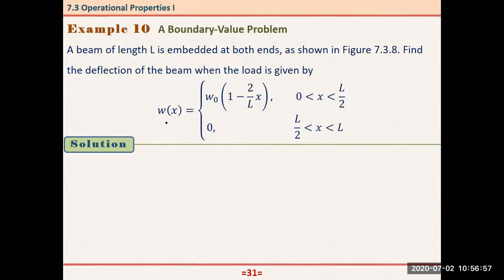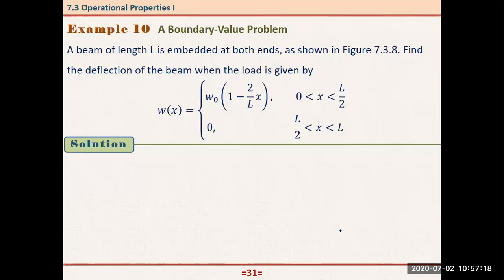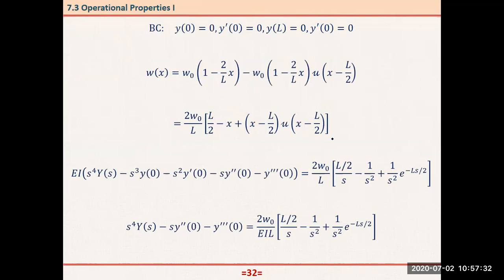Also it's given, find the deflection of the beam when the load is given by this, when X is between 0 and L over 2, and after that it is just 0, no load is put, right? As you see here, we have some loads until this L over 2, but here we have nothing. If it is so, how do we solve this? Again, this is a piecewise defined function, right? And we know that with the help of the unit step function, I can express this as a single function. Also we have to consider the boundary conditions, right?